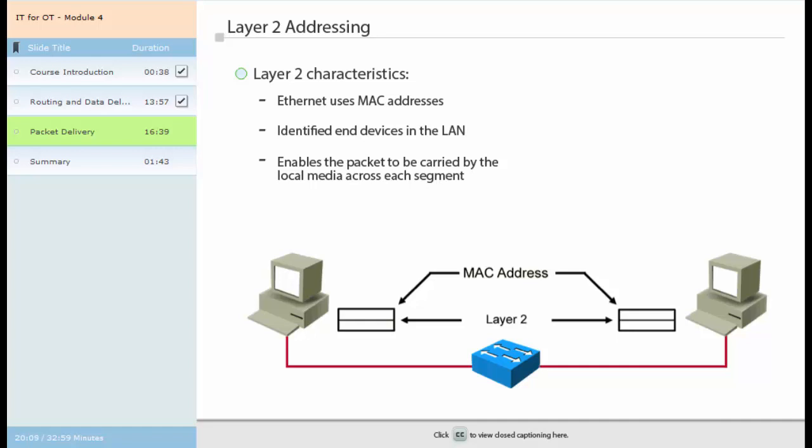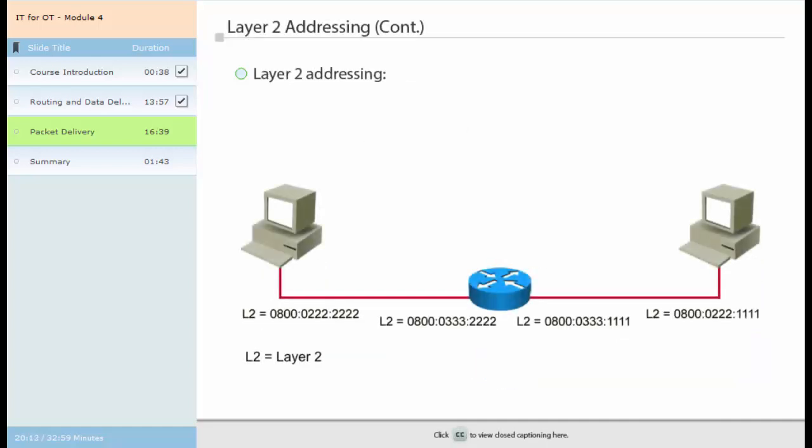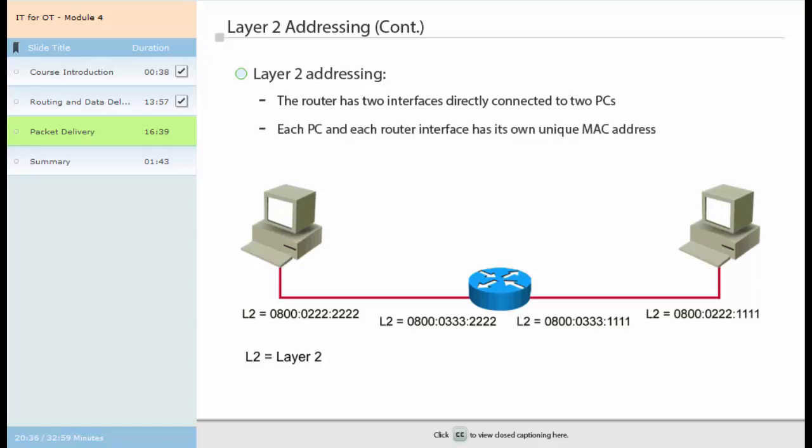However, they need a MAC address when remote access management is configured. Here's the Layer 2 addressing in the host-to-host communications model. MAC addresses are assigned to end devices such as hosts. The physical interfaces on a router provide a Layer 2 function and are also assigned a MAC address. As seen in the example, the router has two interfaces that are directly connected to two PCs. Each PC and each router interface has its own unique MAC address.